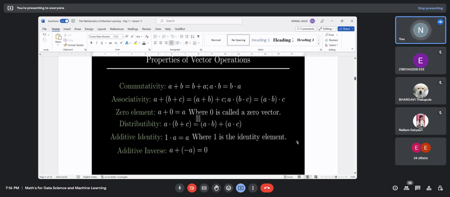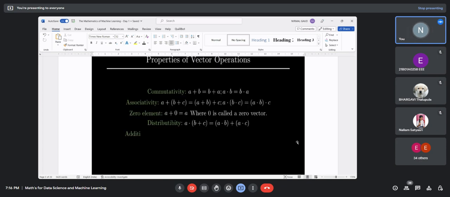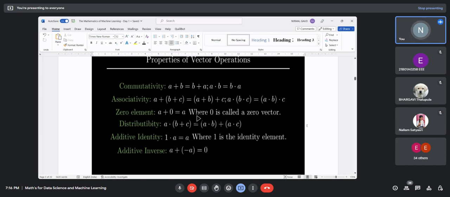Now the thing is the properties of vector operations. There are various properties available in vectors: commutative, associative, zero element, distributive, additive identity, and additive inverse. Commutative means a plus b equals b plus a, or rather a times b equals b times a. Associative means a plus (b plus c) is equal to (a plus b) plus c.